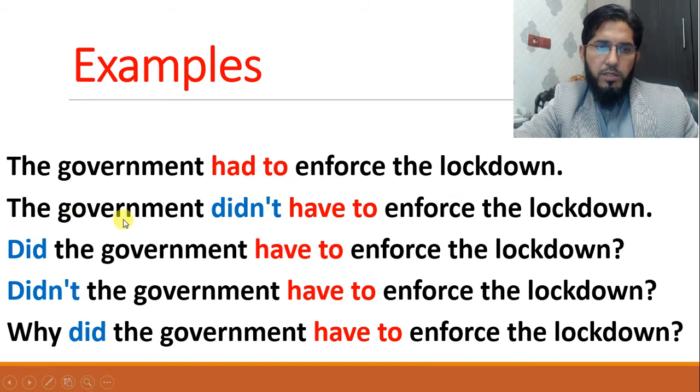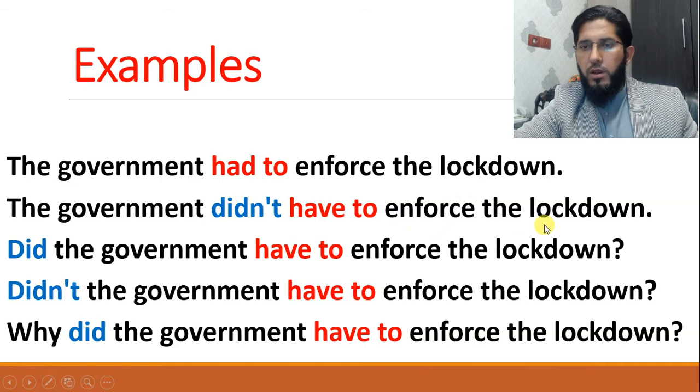And if you want to change it to negative form, didn't, and then change had to to have to. Again, okay, in negative form or in interrogative form, you should change the past form had to to have to, and you should bring it after did or didn't. Okay, so the government didn't have to enforce the lockdown.